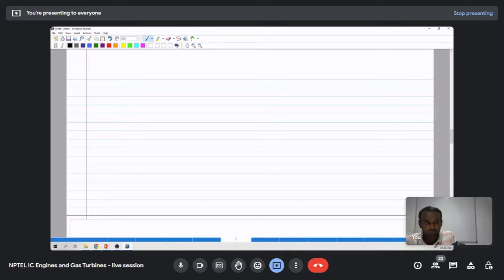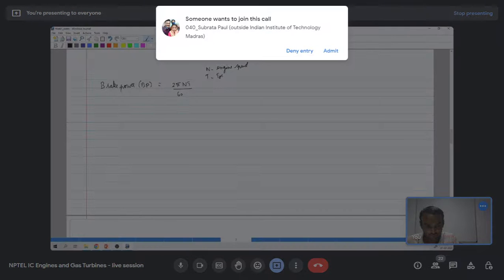Okay. So I would start with the brake power. Brake power we generally mention with BP, which is 2 pi N T by 60. So here N is engine speed and T is torque. This torque is the brake torque, which is felt on the output of the shaft.